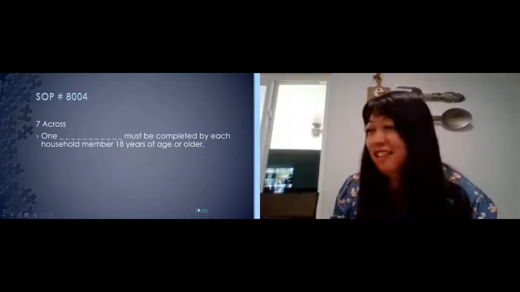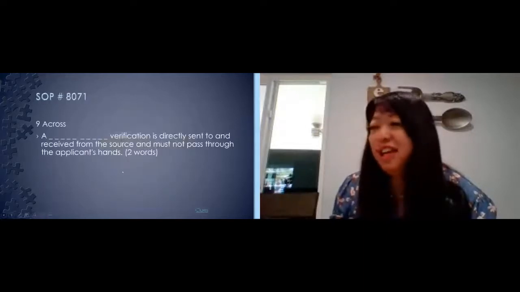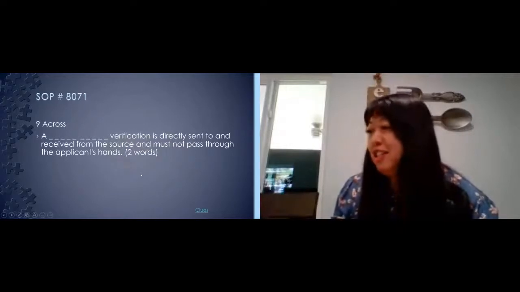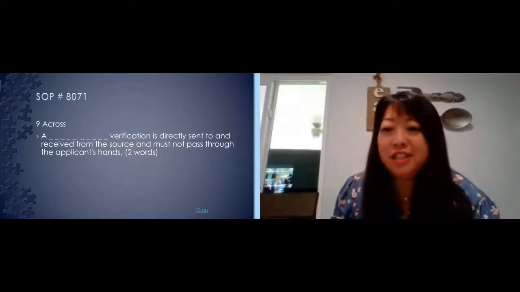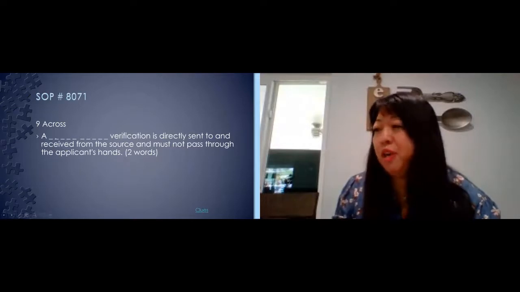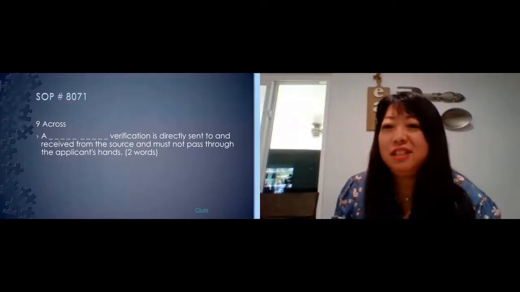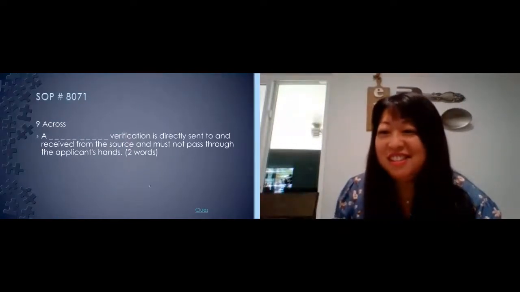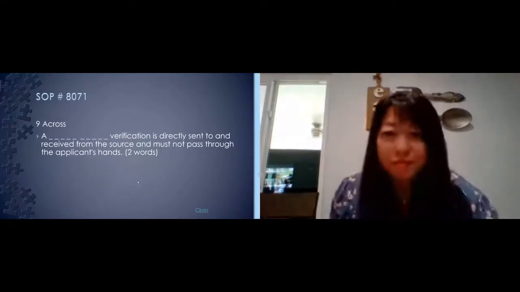We're going to go on because we've got a lot to go through. A9, 9 across. A blank verification is directly sent to and received from the source and must not pass through the applicant's hands. Two words on this one. The first word has 5 letters. The second word also has 5 letters. Are you finding this okay? Let me know if I'm going too fast.